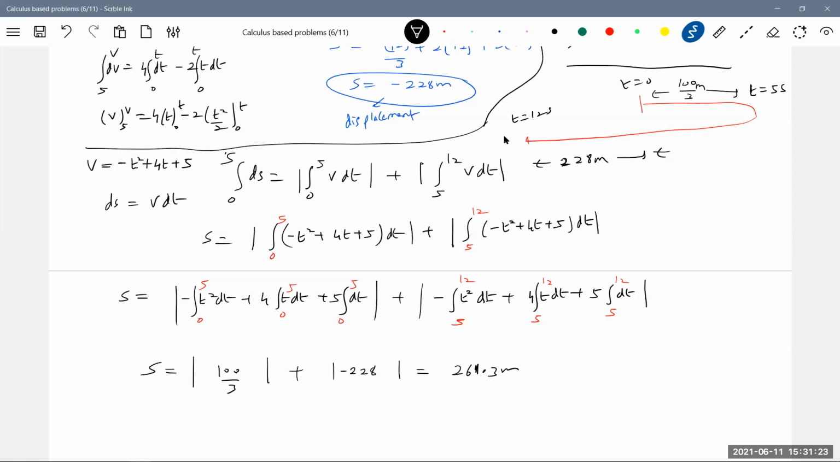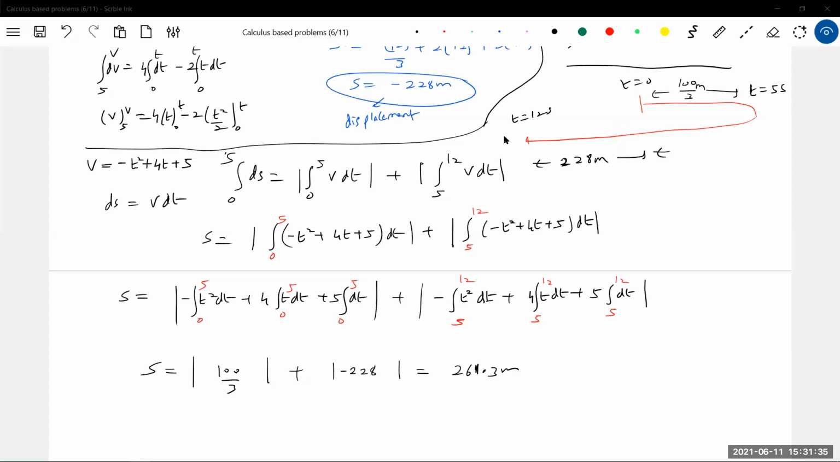228 is a displacement, minus. I think it's not tallying. Maybe the diagram I didn't draw properly. The second value is minus 784 by 3. I don't know, different students are giving different values here.